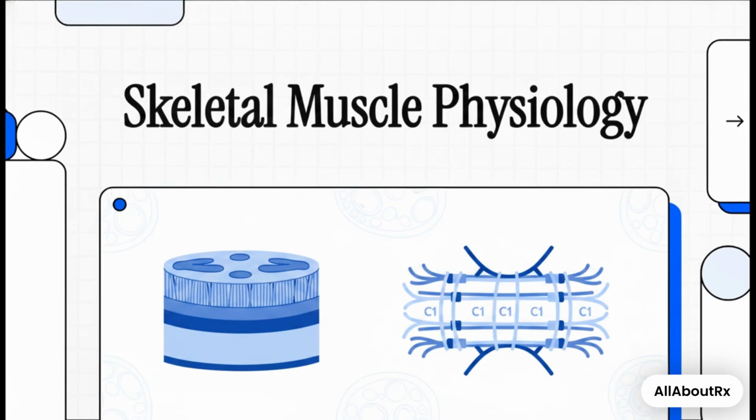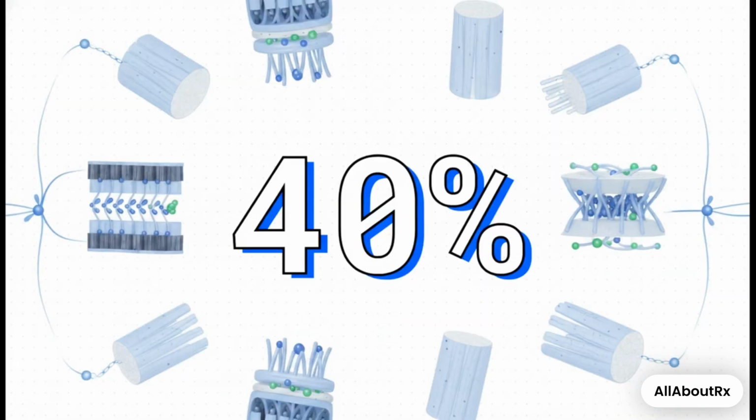Today, we're diving straight into the incredible physiological anatomy and the exact molecular mechanics behind skeletal muscle contraction. It's a truly fascinating biological engine, so let's jump right in. To put things into perspective for you, skeletal muscle accounts for approximately 40% of your total body mass. That's a massive amount of tissue.